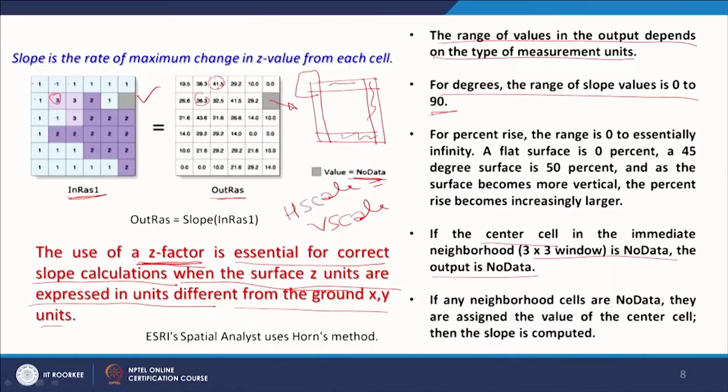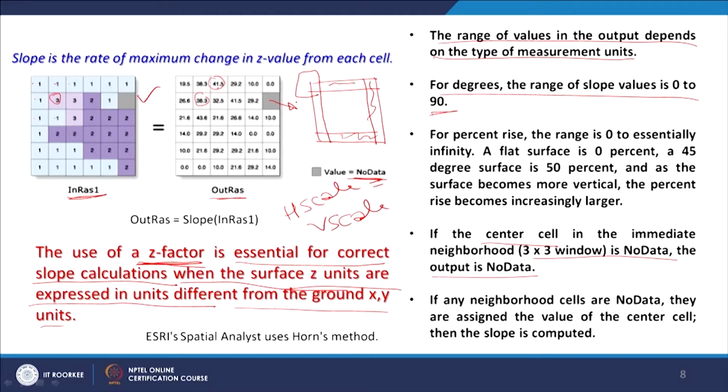So no data will always result in no data, like in this example, this is no data, so the result will be no data, whereas if all the surrounding 3 by 3 cells, all 9 cells, have the same value, then 0 will be assigned. That means it is declaring a flat terrain compared to the neighborhood.